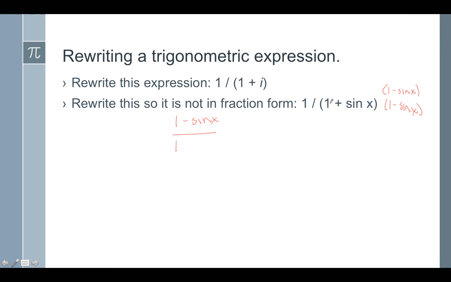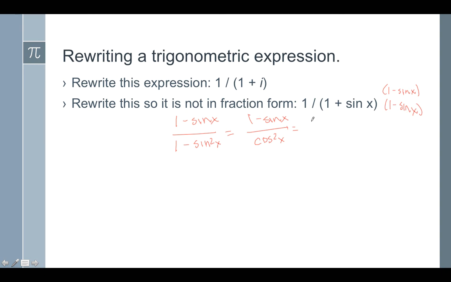If I FOIL here, I get 1 times 1, I get plus sine minus sine, that goes away, and I get minus sine squared x. Well, here's what's interesting and nice about our Pythagorean identities: 1 minus sine squared x is actually cosine squared of x. You could technically go a little bit farther with this. Actually, we do, because we don't want it in fraction form anymore.